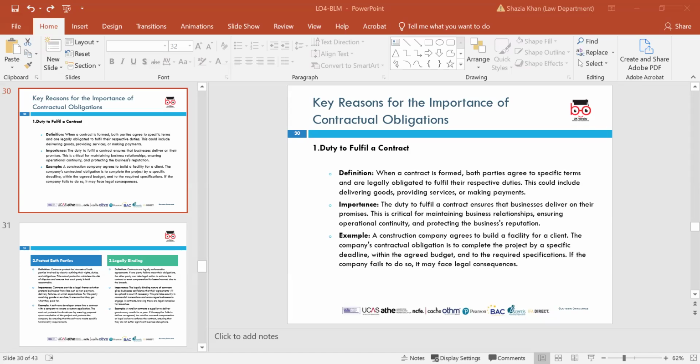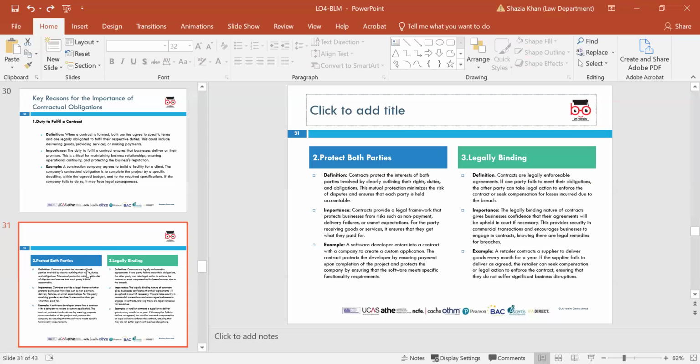A contract is a legally binding agreement between two or more parties. Once they sign, this agreement creates a promise that certain requirements are met. An example here is a construction company that agrees to build a facility for a client. The company's contractual obligation is to complete the project by a specific deadline, with an agreed budget and to the required specification. It's there to protect both parties.